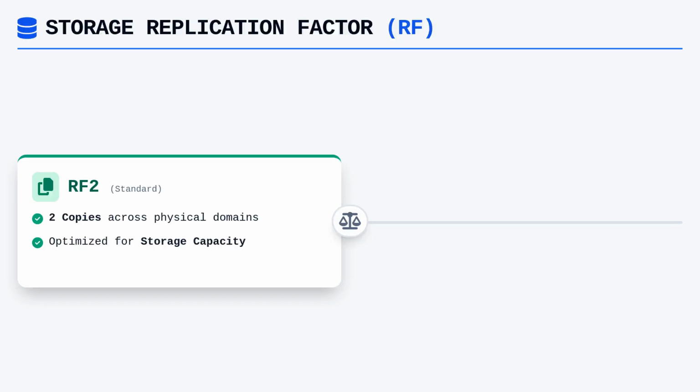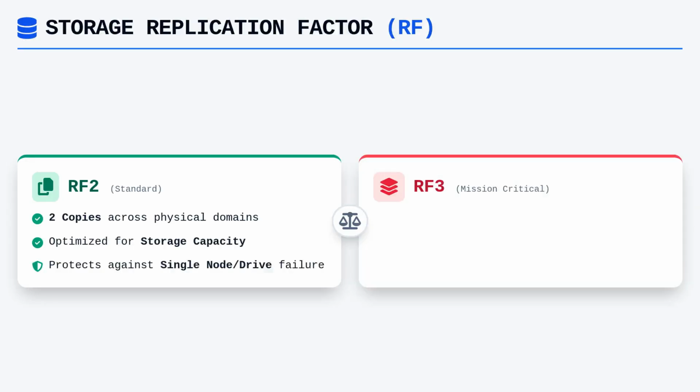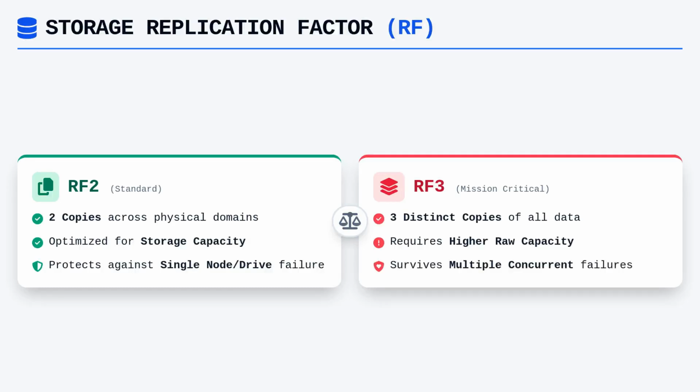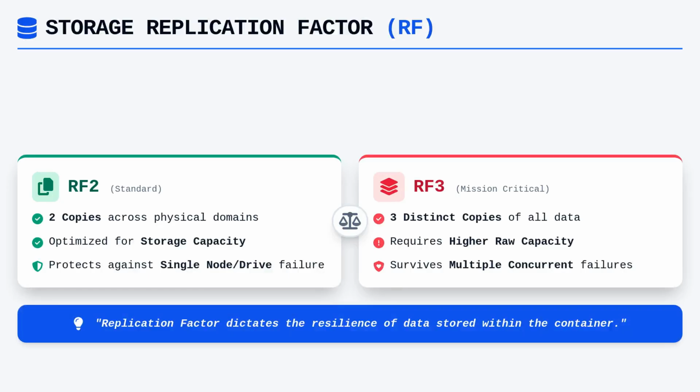For environments requiring higher levels of fault tolerance, such as mission-critical databases or infrastructure where uptime is non-negotiable, we opt for RF3. Using RF3 forces the system to keep 3 distinct copies of the data, which inherently requires significantly more raw capacity, but provides a robust survival mechanism against multiple concurrent failures. Choosing the appropriate replication factor is always a trade-off between the desire for pure storage density and the architectural requirements for data survival in your specific deployment scenario.